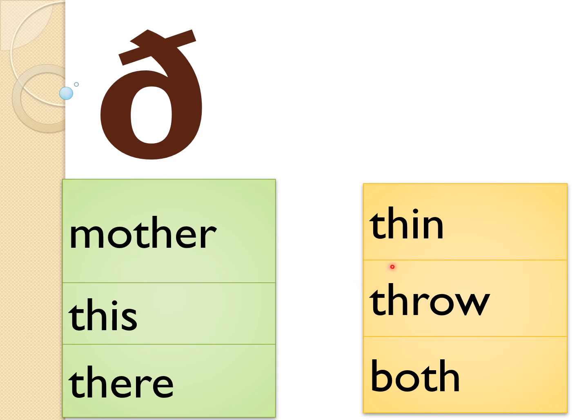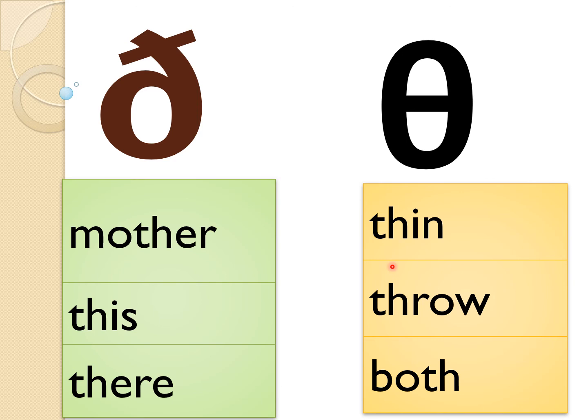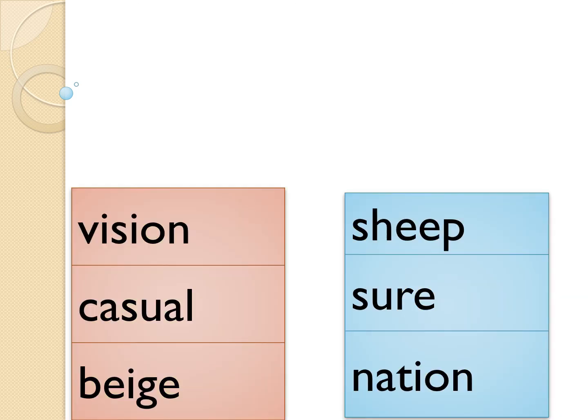What about the second list? Thin, throw, both. It's the sound th. Next, vision, casual, measure. The sound is zh. This is the symbol used to represent the sound zh.